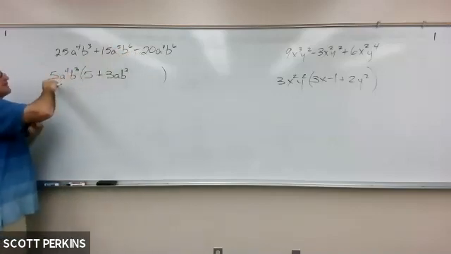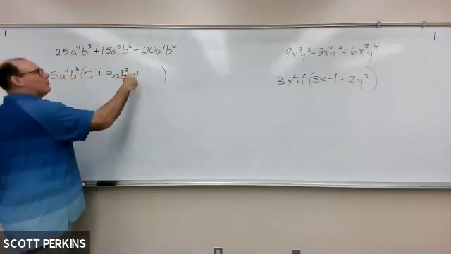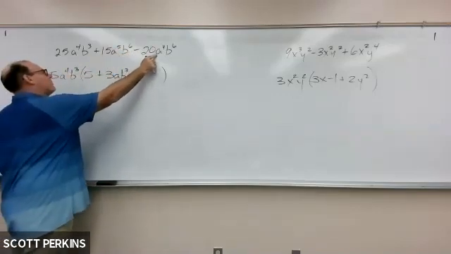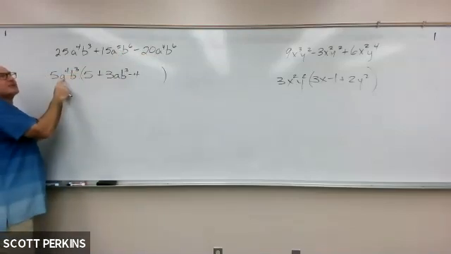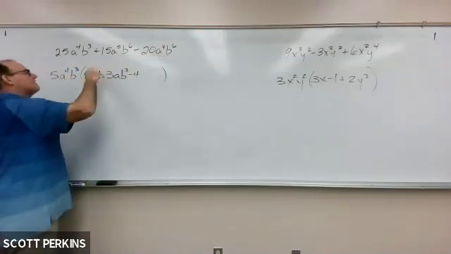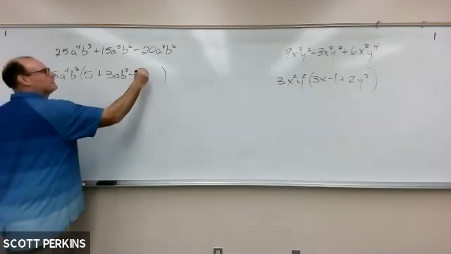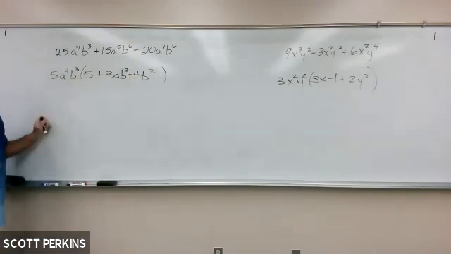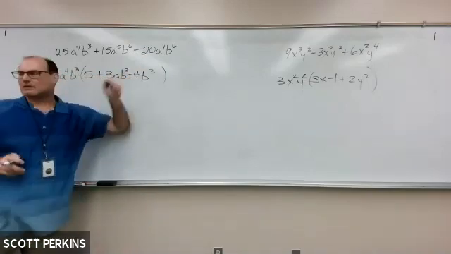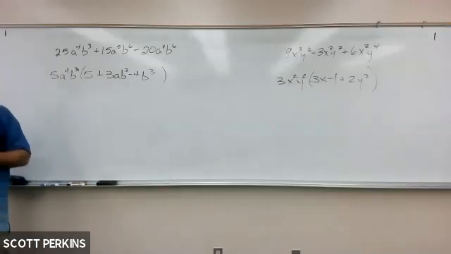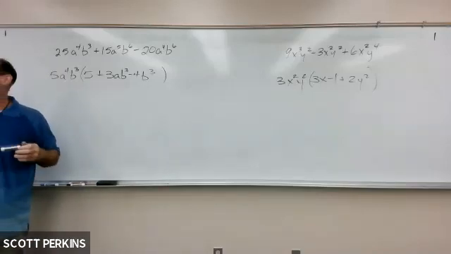Minus 20 divided by 5 is negative 4. A to the fourth divided by A to the fourth. B to the sixth divided by B to the third, B to the third. 3 plus 3, 6. But that's factoring out the common factor. That's our first skill for the day.